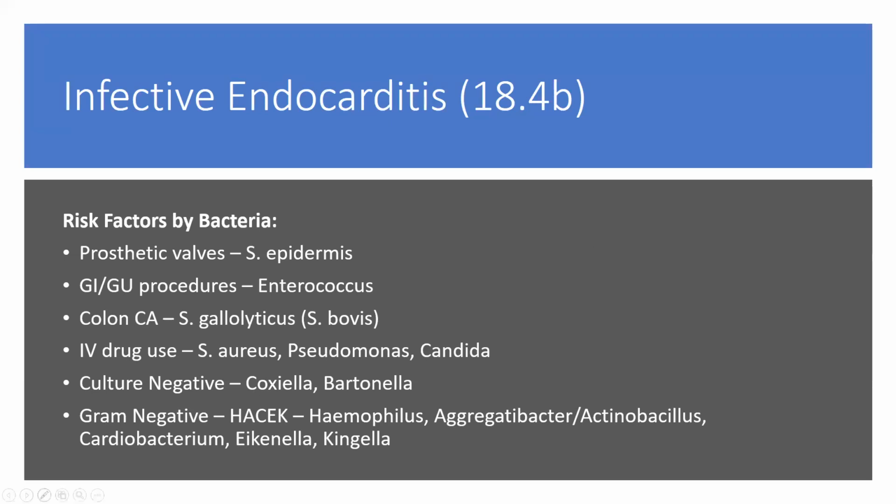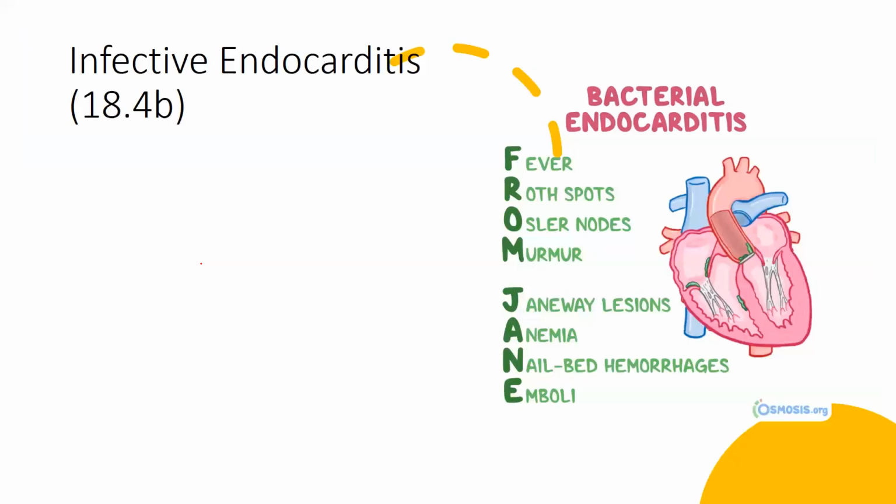Of this joyful list of bacteria and bugs, if you have Staph aureus and Strep viridans committed to memory, I would learn this one, your Staph epidermidis, and your GI/GU, your Enterococcus. This one's easy, IV drug use, Staph aureus, because that's also acute infective endocarditis. So that one you kind of already know. So these two would be the ones I would also memorize if you can. Commit another to memory. Okay.